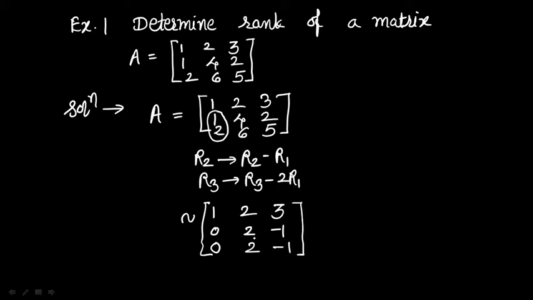Now for upper triangular form, we have to make all elements below the diagonal elements 0. Now these are the diagonal elements. Here we form 0 in the second column by using R2. Therefore R3 changes to R3 minus R2.